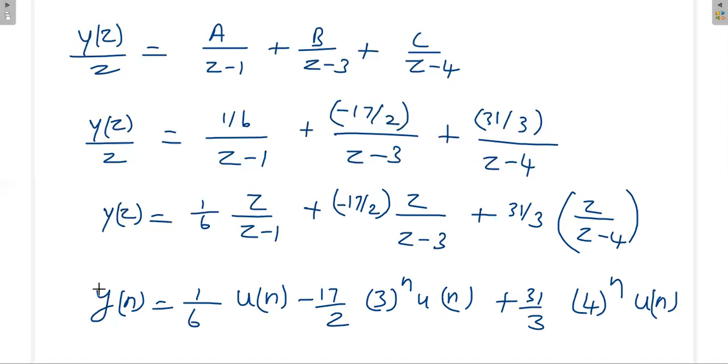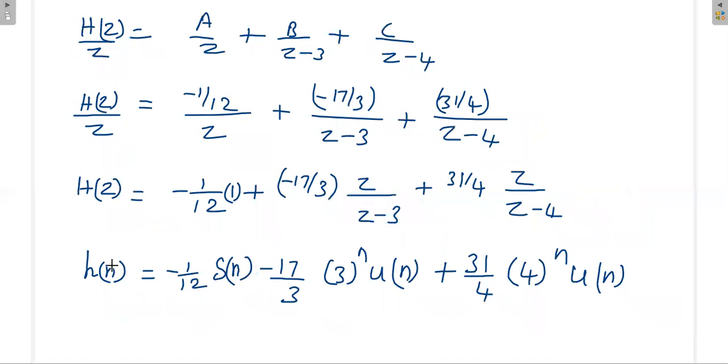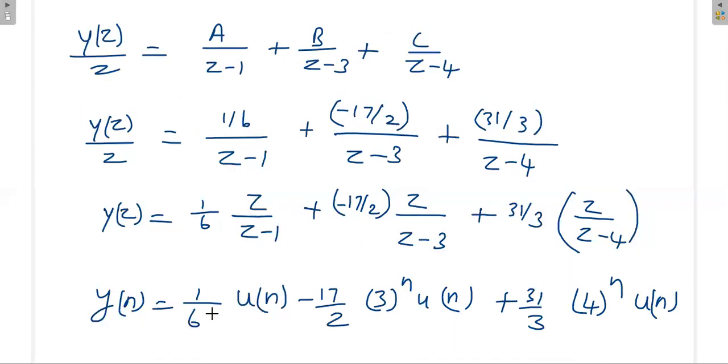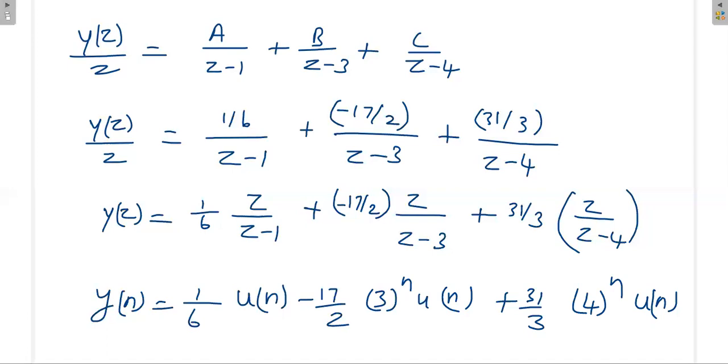Now if you see the y(n) here, we are not getting any impulse, we are not getting any δ(n), whereas in the previous case we are getting δ(n). Of course this is h(n), that is y(n), that's okay. But when we take the inverse z transform, why sometimes are we getting δ(n), but other times we are not getting it? The main reason is that just by looking at the transfer function itself, we can easily identify whether we'll get δ(n) or not.